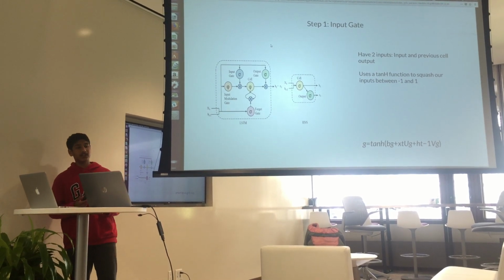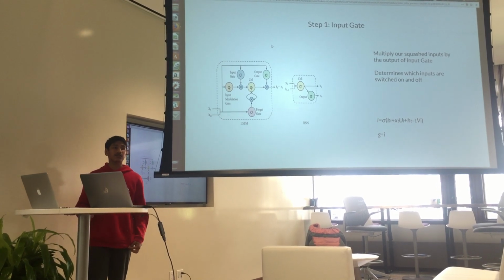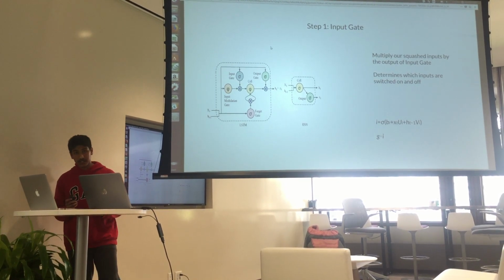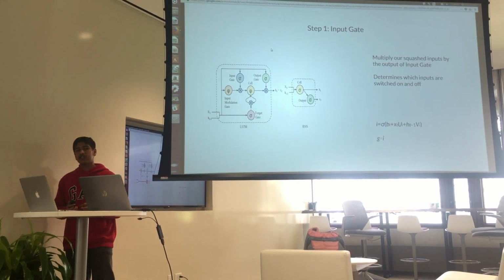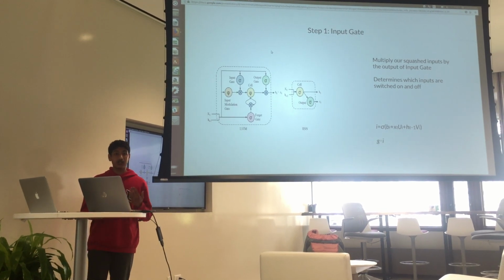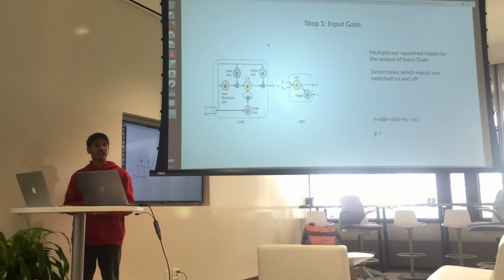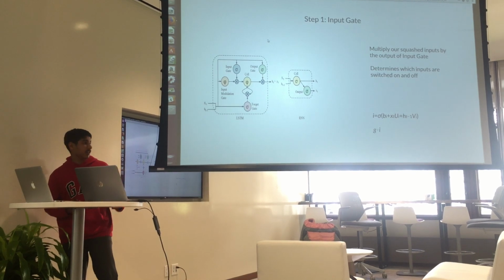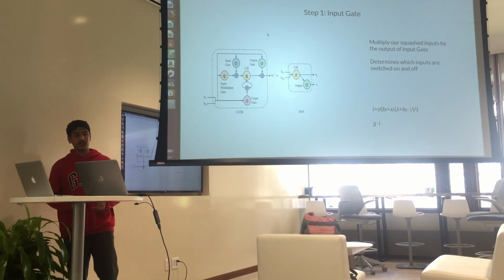So this gets it ready for the next stage. That stage is multiplying the squashed inputs by another activation function called the sigmoid function. And this squashes our squashed inputs between 0 and 1. So then after it does this, it determines which inputs should be switched on or off. If the inputs are closer to 0, it switches them off. And if it's closer to 1, then it keeps them on and propagates them into the hidden layer next. And the equations down below express the equations for the input gate.